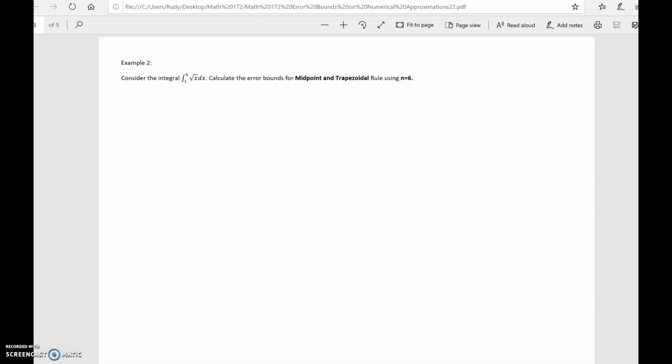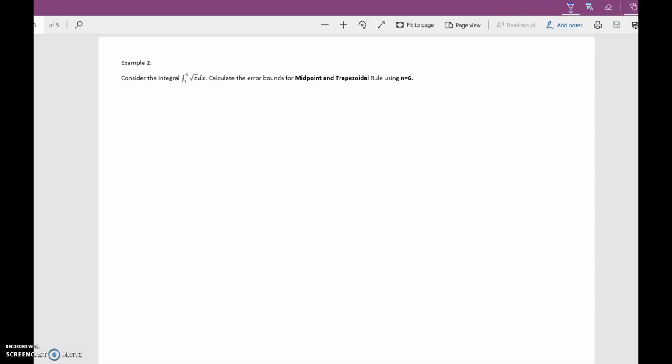Hi class, let's take a look at example 2. Now in example 2, they want us to find the error bound. Technically, if we were to apply those two methods with n equal to 6 to the following integral. So let's first find M, the maximum of the derivative.